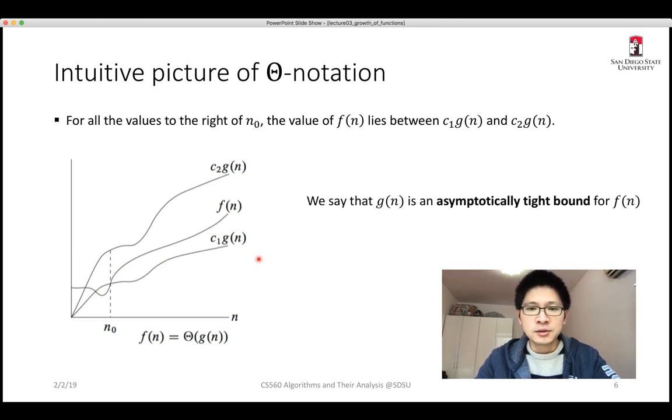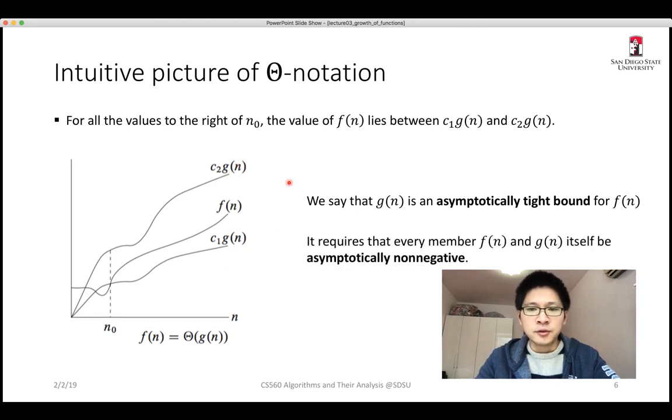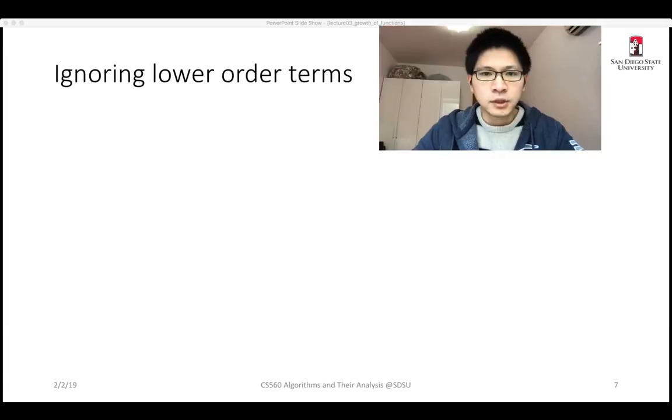So we can also say that g(n) is an asymptotically tight bound for f(n), because g(n) is both the lower bound and also the upper bound for f(n). And it requires that for every member, f(n) and g(n) itself must be asymptotically non-negative. They should be above 0.